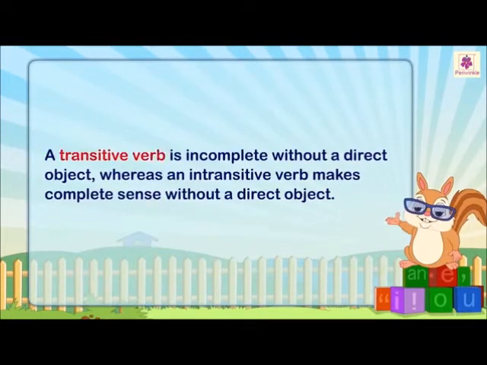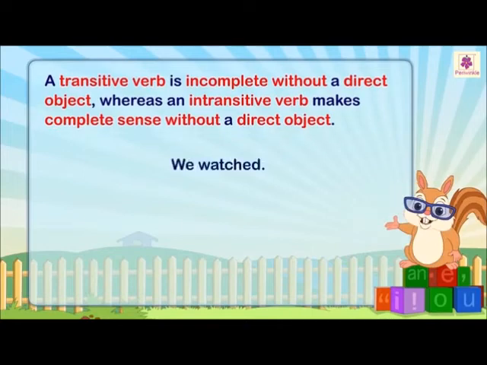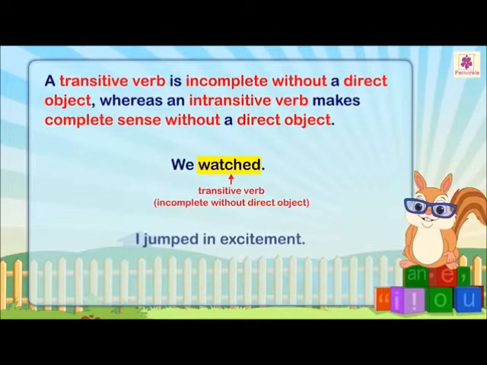A transitive verb is incomplete without a direct object, whereas an intransitive verb makes complete sense without a direct object. For example, we watched. I jumped in excitement.